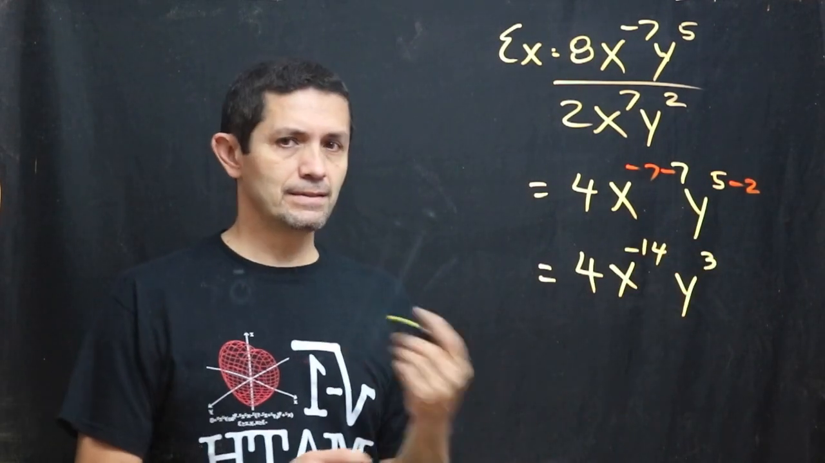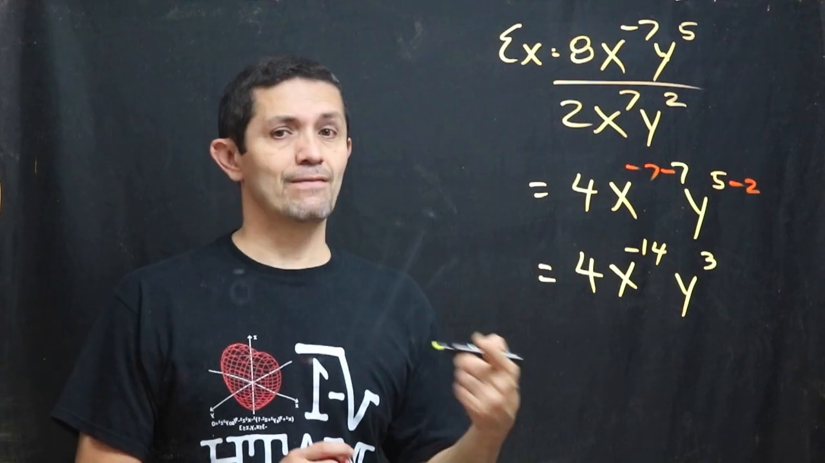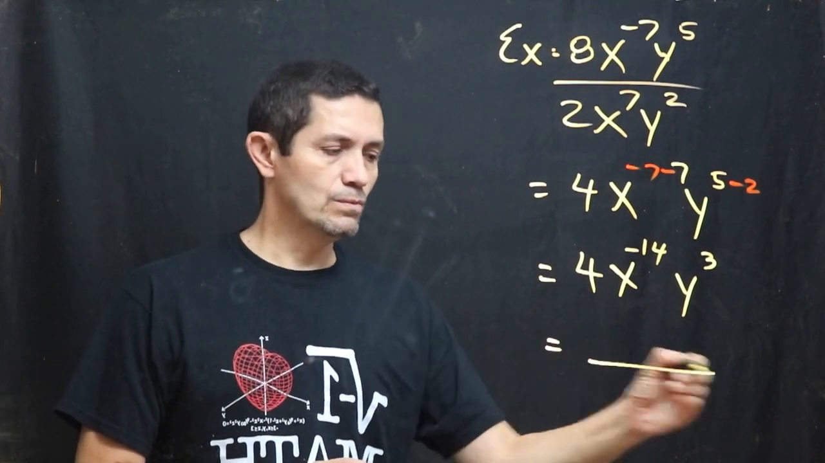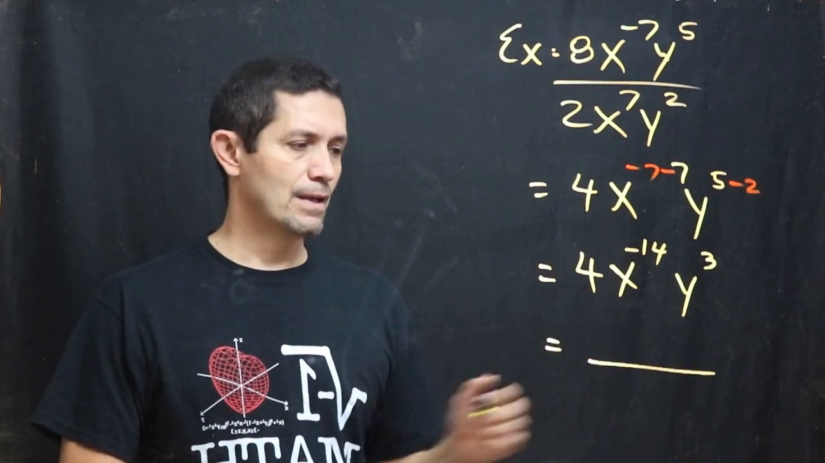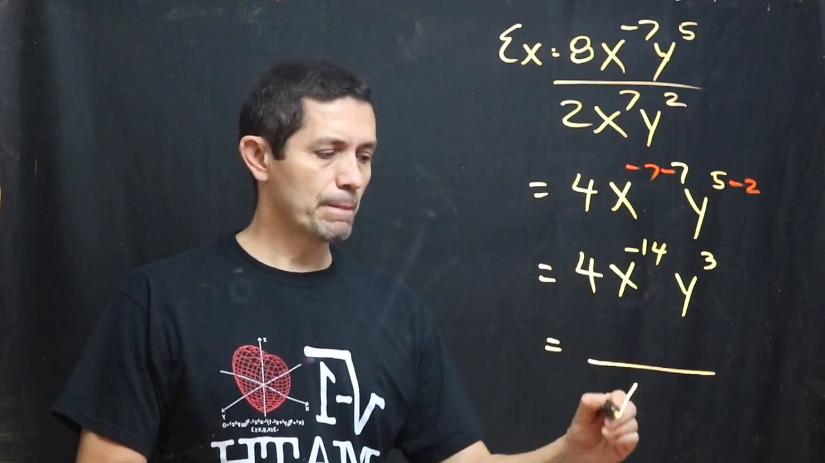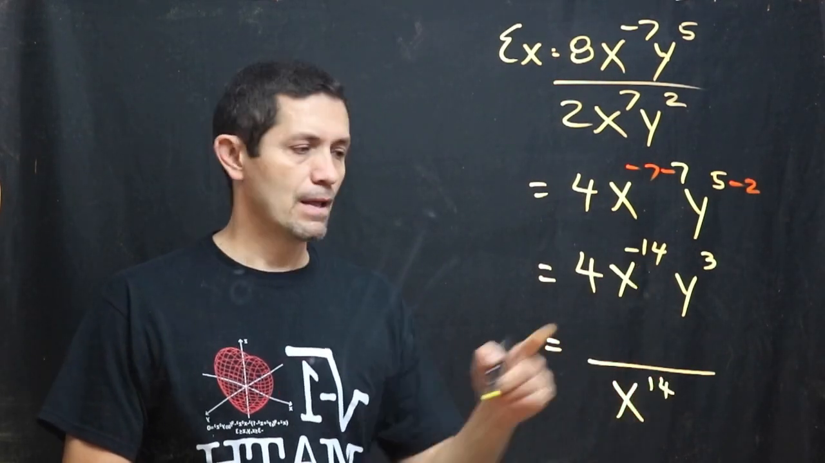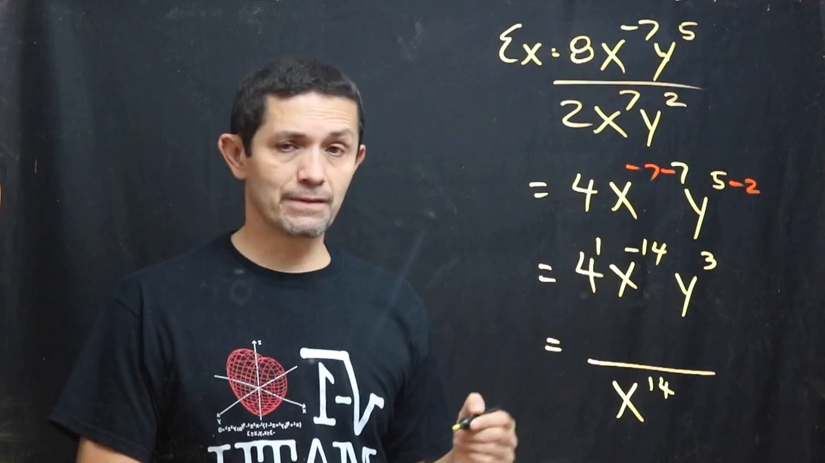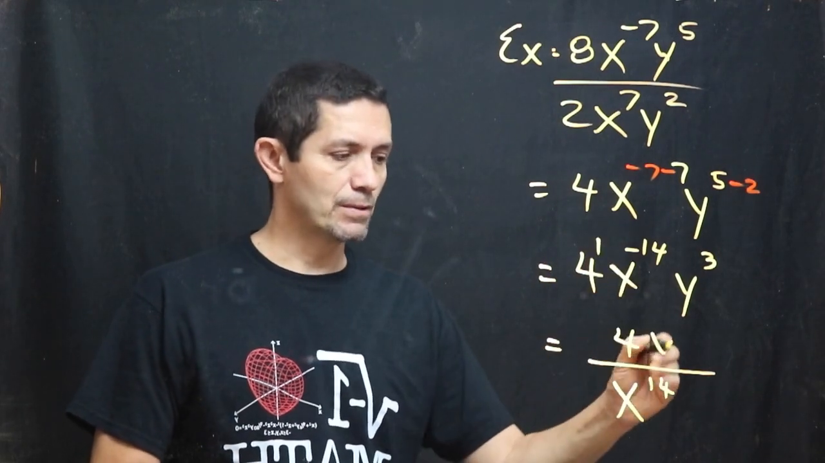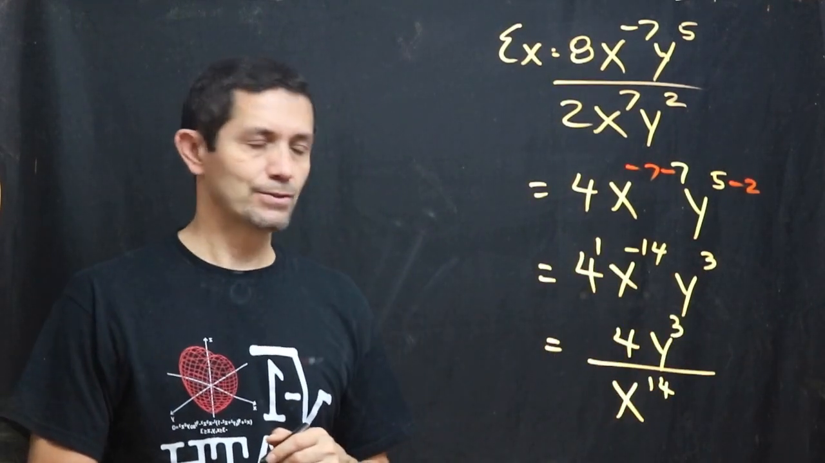At the end, the last thing that you want to do is double check if you have negative exponents. If you do, you make a bar, a fraction. Whatever has a negative exponent goes to the bottom. The other ones that have positive exponents stay on the top. And that'll be your final answer.